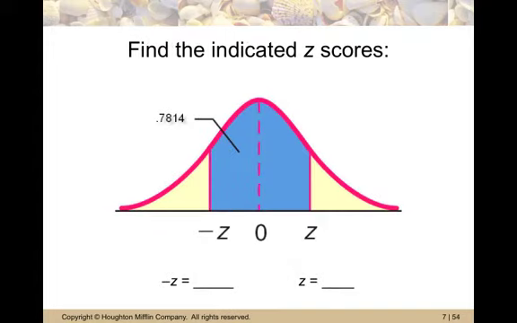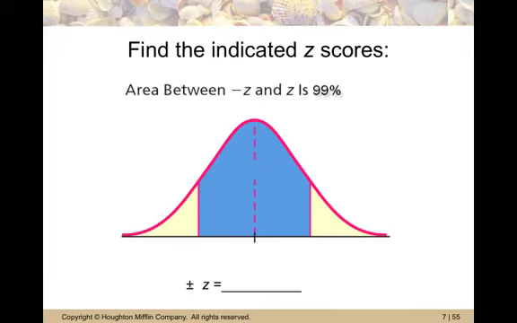Okay, the middle 0.7814. So you do 1 minus 0.7814 divided by 2, and you find the corresponding z-score for that area, and that's going to give you negative 1.23. And so then for your positive z-value, you just drop the negative.